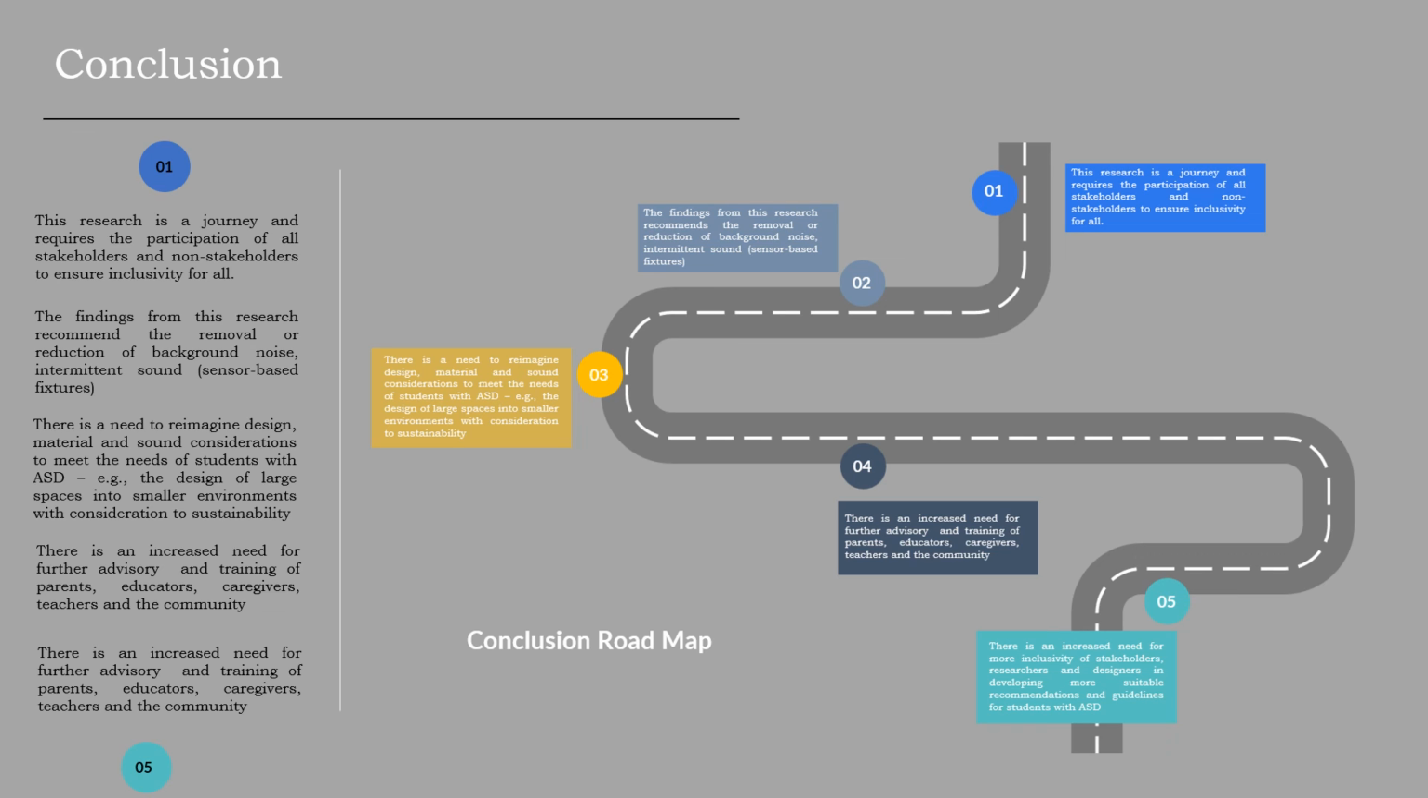Conclusion. I believe this research is a journey and requires the participation of all stakeholders and non-stakeholders to ensure inclusivity for all. Findings from this research recommend the removal or reduction of background noise, intermittent sound, or sensors-based fixtures. There is need for reimagined design, materials, and sound considerations to meet the needs of students with ASD. There's also an increased need for further advisory and training of parents, educators, and caregivers, even students and the community on how to accommodate students with ASD.